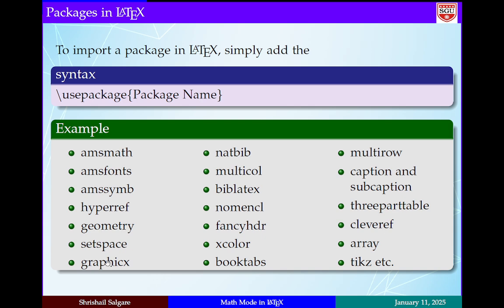Next one is graphicx to include the images. Natbib, that is for the bibliography. Multicol you have seen. BibLaTeX, that is also for the bibliography. Nomenclature, fancyhdr, xcolor, booktabs, that is for the standard tables. If you refer to any reference book, the tables are given in a particular form, and if you want to create that form of table, in that case you have to use booktabs. Then multirow, caption and subcaption, like that. These are a few examples of the packages.